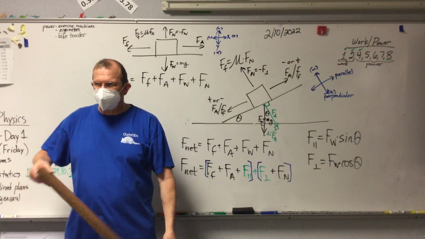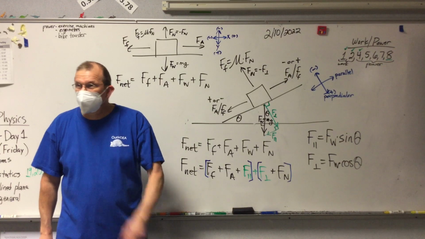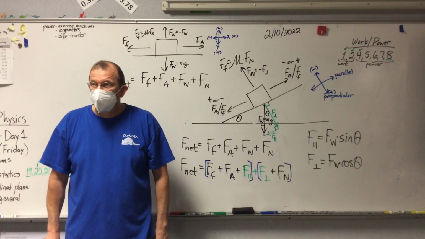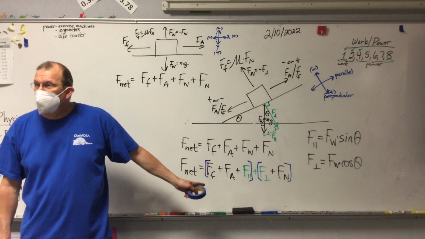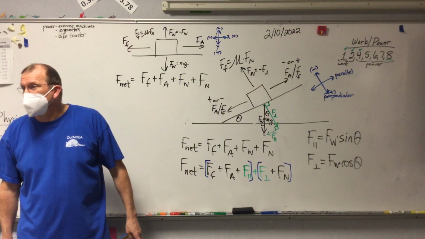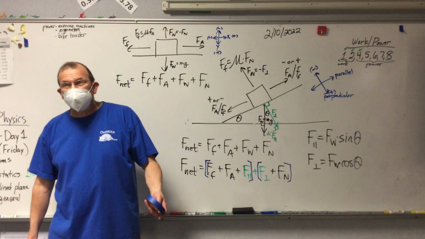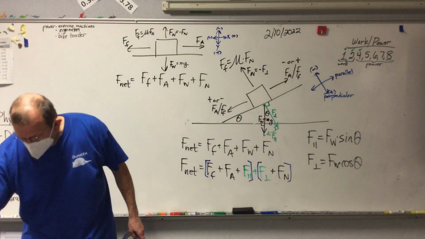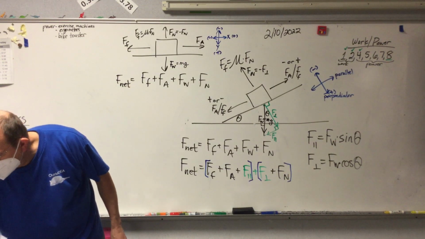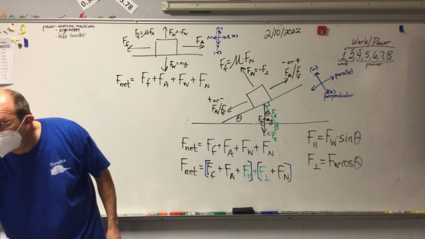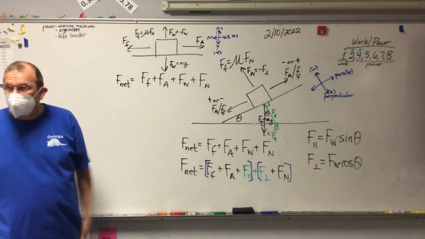F parallel is what makes this slide down. Now, where does F parallel come from? From gravity. It's part of F_W. And where does F_W come from? Gravity. So when someone says gravity, it's like, you're kind of right, but not completely right. So if you ever have to do an inclined plane explanation, you could be irritating and bust all this out.